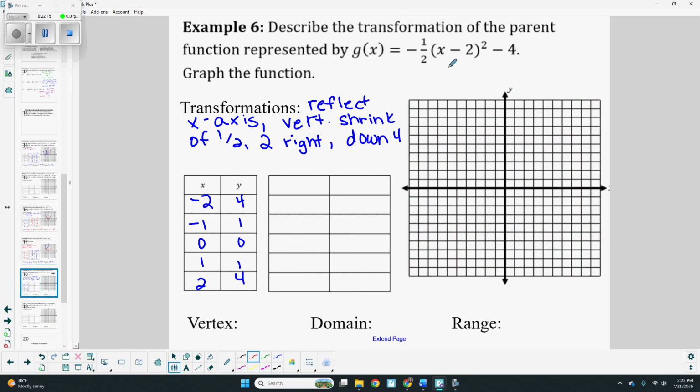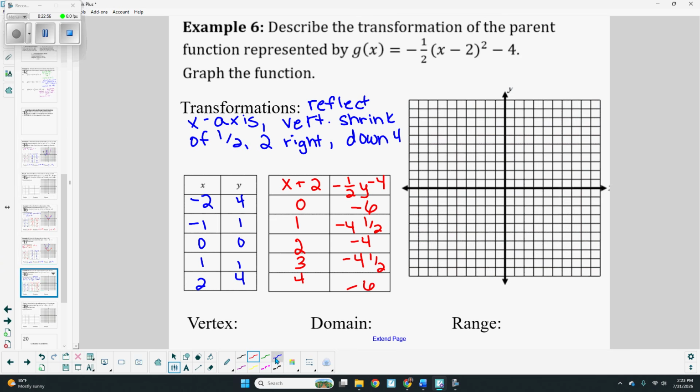So the only thing happening to the x is the -2, opposite would be +2. I have a -1/2 y -4. So now adding 2, we get 0, we get 1, we get 2, we get 3, we get 4. -1/2 of 4 is -2, -4 is -6. -1/2 times 1 is -1/2, -4 is -4.5. -1/2 times 0 is 0, -4 is -4, and then these should now repeat.